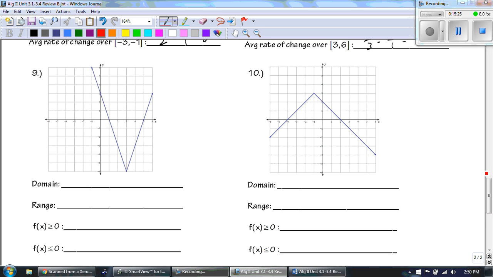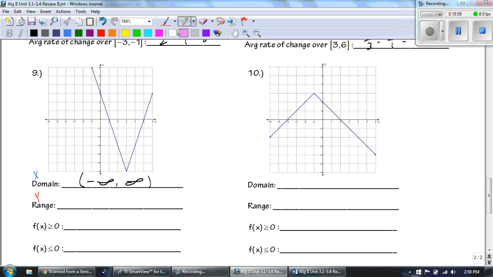Alrighty, more fun stuff. Now, number 9 with the domain. Remember that domain is the x, okay? So from left to right, horizontally, are there any breaks in our graph? No. So that means we're going from negative infinity to positive infinity. Now range is the y. That is our up and down.